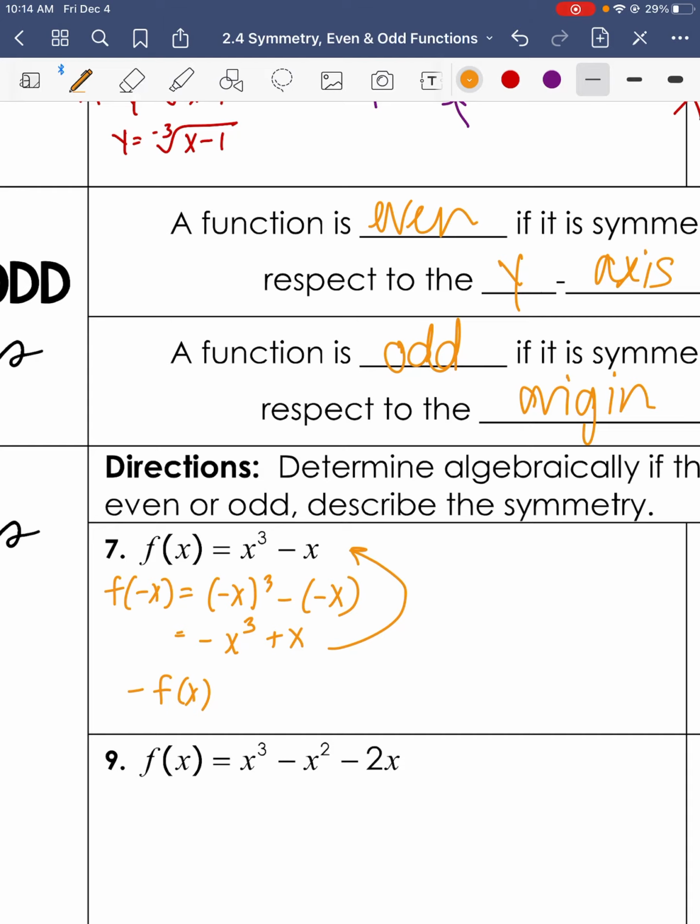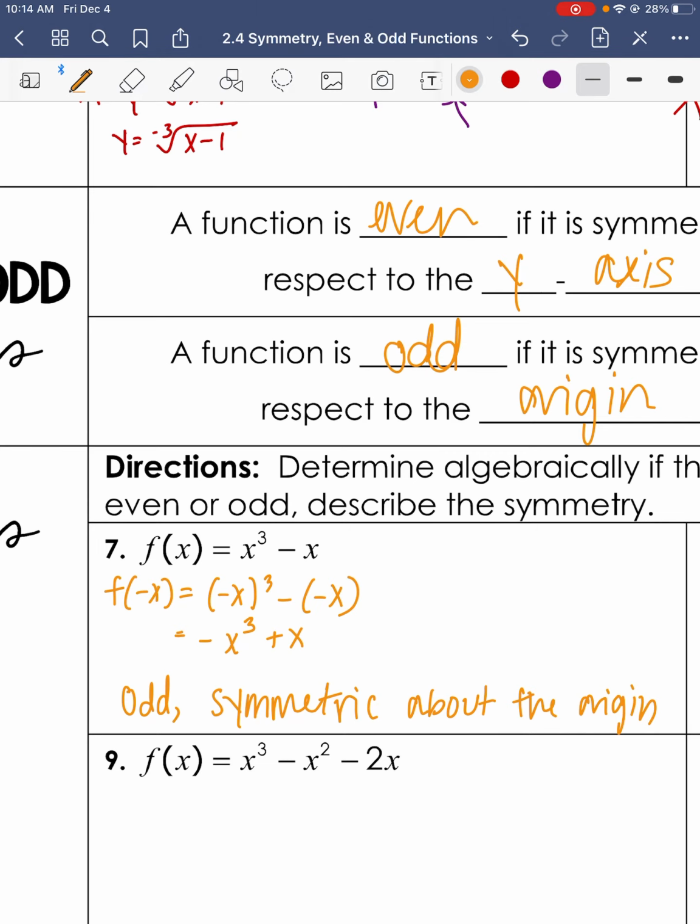So if we were to multiply the entire thing by -1, then we would get this resulting equation here. So we say that this is odd, and it's symmetric about the origin, or with respect to the origin.